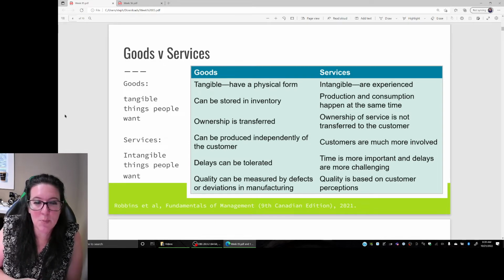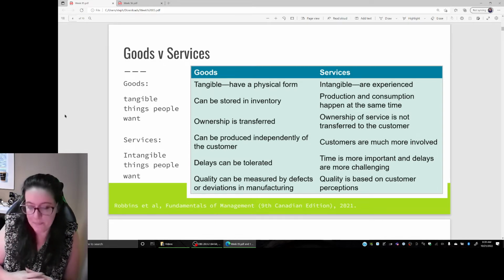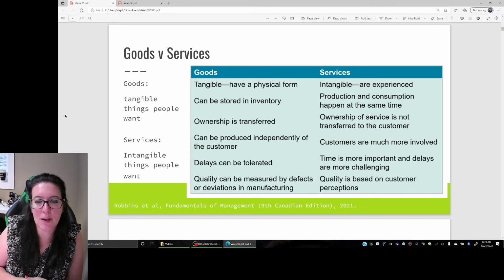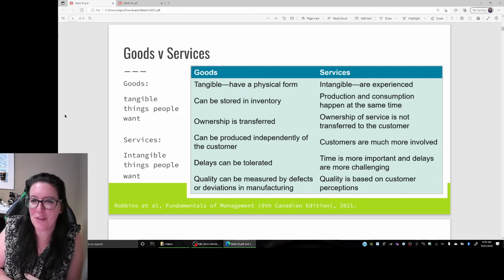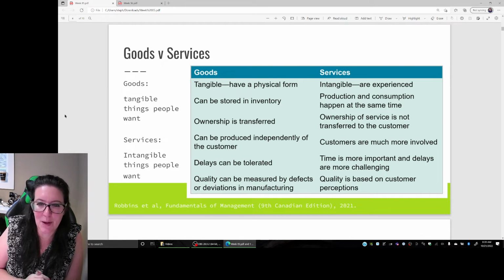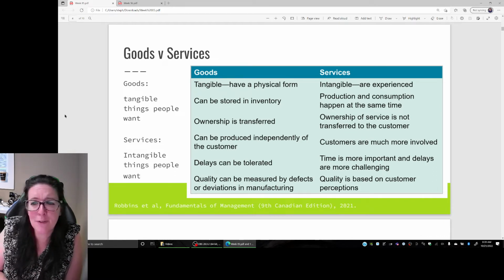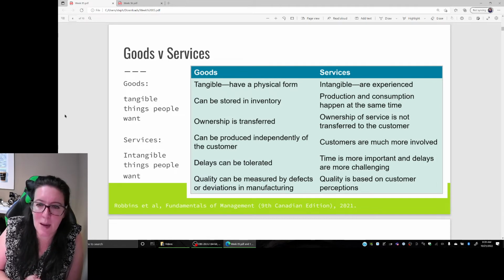Goods are tangible things people want, so you can touch them. Services are intangible things that people want, so we can't touch them. So tangible has a physical form, intangible is an experience. There are differences between goods and services. When it comes to services, time is more important, so timeliness.